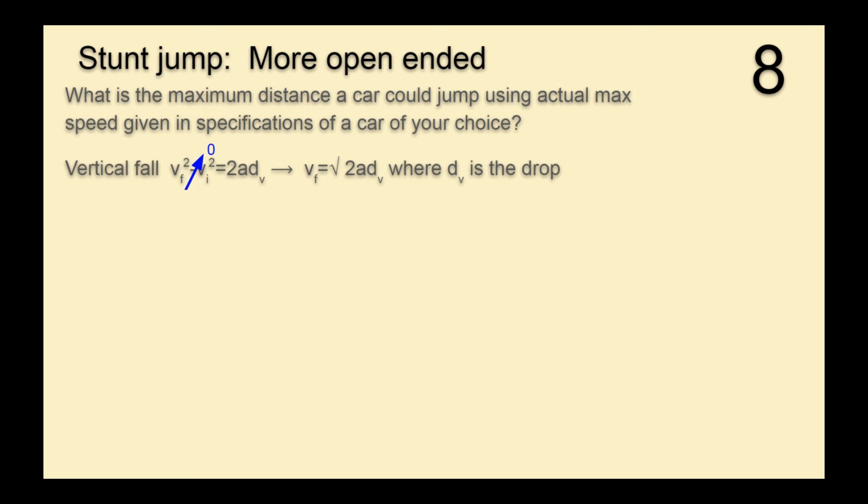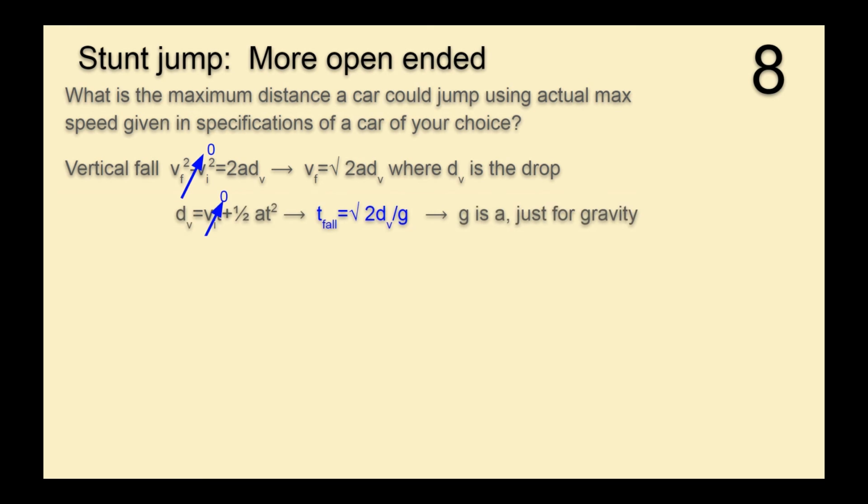So let's say we're just going to drop the car again. We're going to drop it from a height, and it's going to smack down at a lower altitude. Whatever the drop is, we can rearrange this formula, starting from rest, and we get an equation saying the final speed of the car is going to be root 2ad_v, where d_v is the distance you're going to let it fall. That would give us our impact speed when we do the car jump.